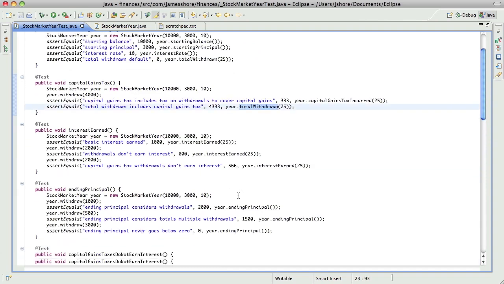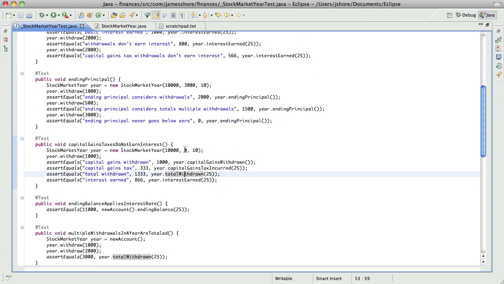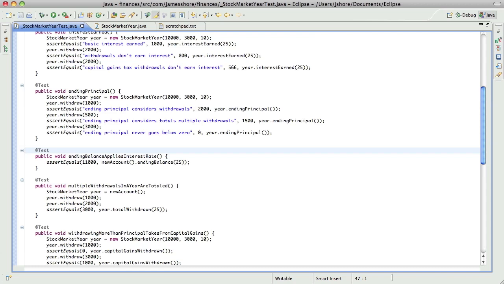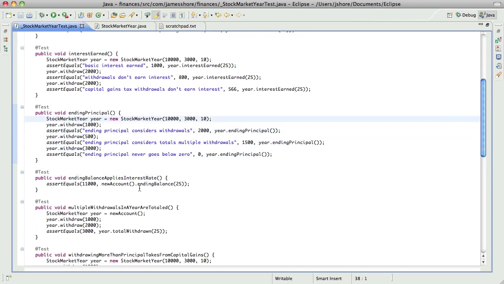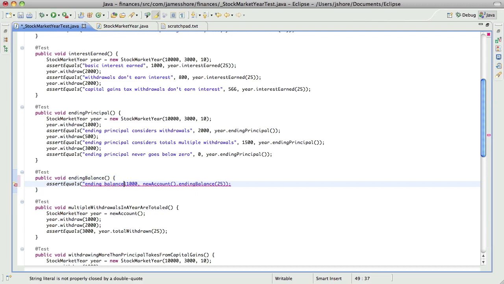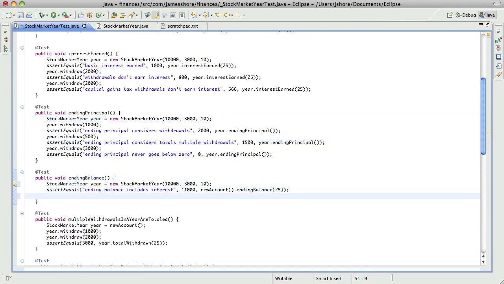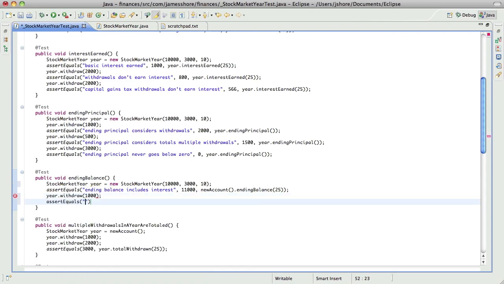There's some methods that I'm hoping we can get rid of. Capital gains taxes do not earn interest. I think we've covered that. Yeah, capital gains tax withdrawals. There. Now we just say ending balance applies interest rate. Do we cover that already? Yeah, interest rate. Ending balance applies interest rate. Yes. And that's actually ending balance. So ending balance includes interest. I think we're going to include withdrawals. So that's under 100, I believe.